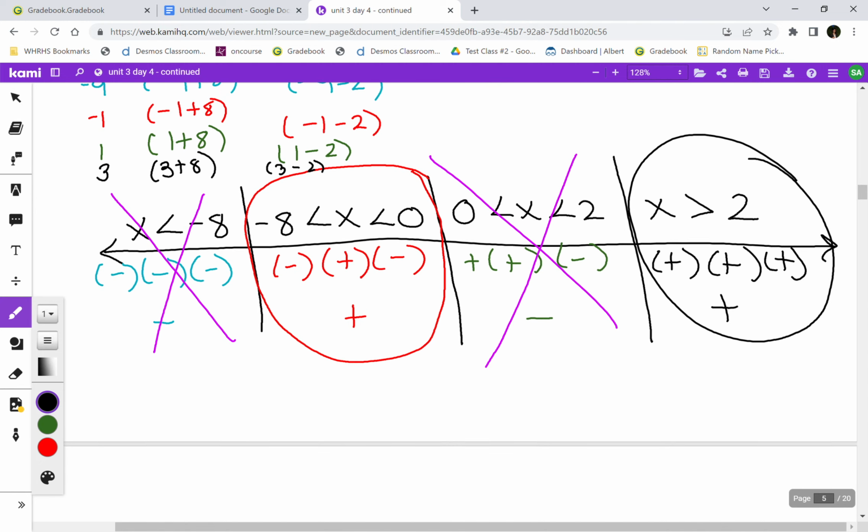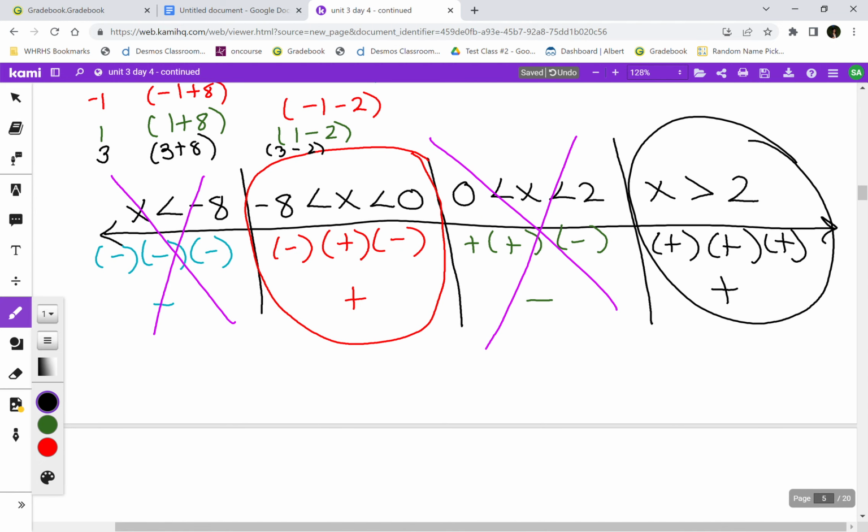So the way we're going to write our solution set right now, we're going to say x such that, and you're going to write these two down. Negative 8 is less than x, which is less than 0. What word do you think is going to go now? David? It is an or x can be greater than 2.